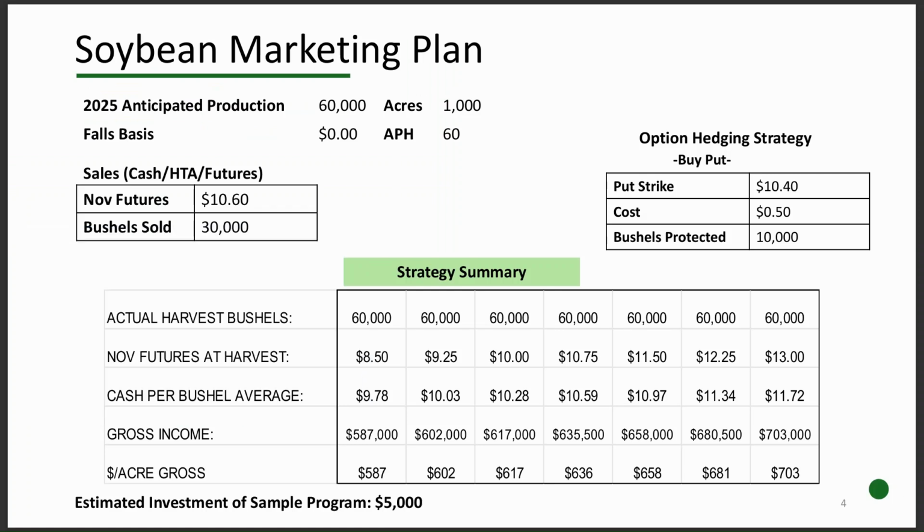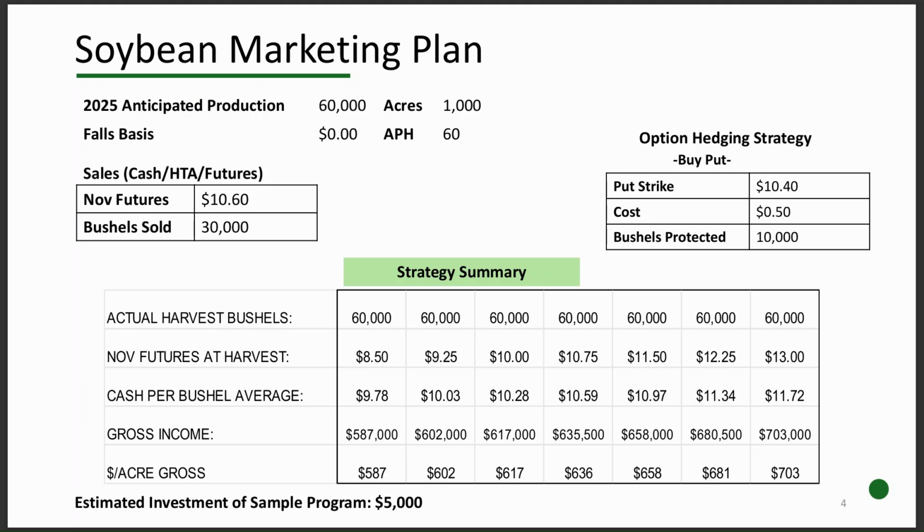Here's an example of our soybean marketing plan. And what we're doing is using a producer here that's got about 60,000 bushels estimated production. Okay, they're a 1,000-acre farmer with an APH of about 60. And we've been pretty aggressive. Let's just say you get 30,000 of your bushels, or about half, sold around a 10.60 board price. And then you go out and do another 10,000 bushels on just an option strategy. In this case, you look at buying a 10.40 put. That's going to cost you 50 cents.